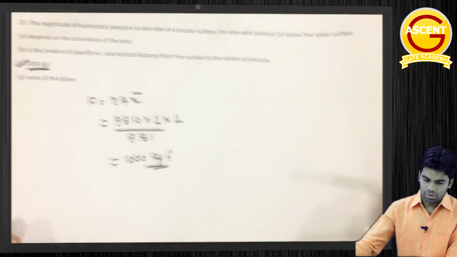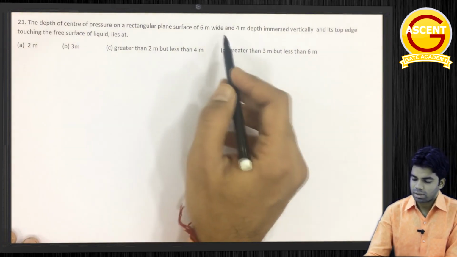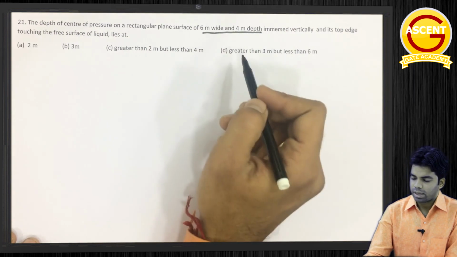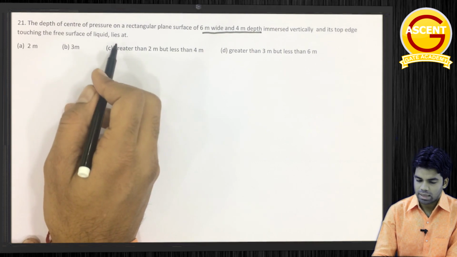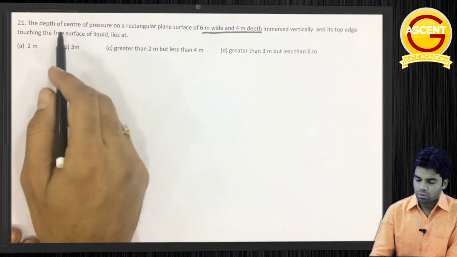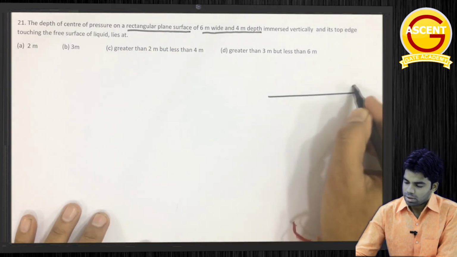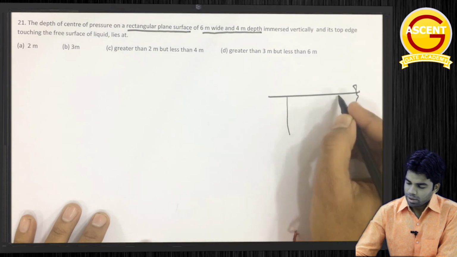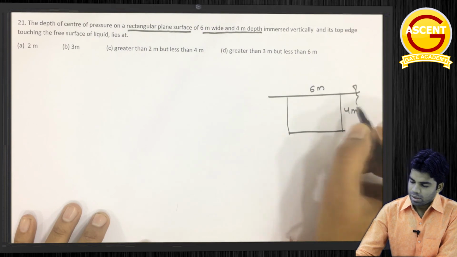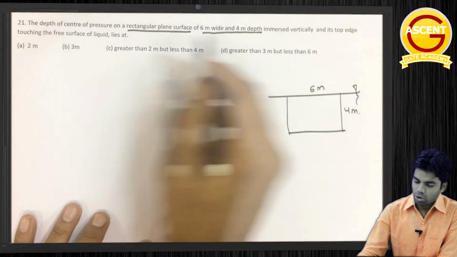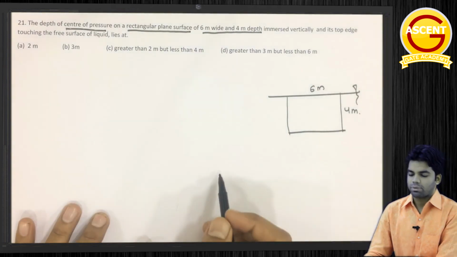Okay, next question. The depth of center of pressure on a rectangular plane surface of 6 meter width and 4 meter depth, immersed vertically with its top edge touching the free surface of liquid, lies at. Okay, so we have got the rectangular plane surface. This is our free liquid surface, suppose. Now the rectangular surface has the dimension 6 meter by 4 meter, immersed vertically, and its top edge is touching the free liquid surface. We want to determine the depth of center of pressure.